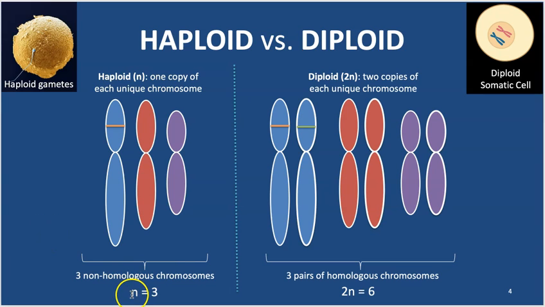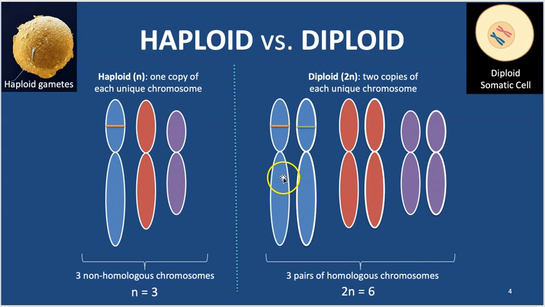So n equals 3. When you see n in this context, when you're talking about chromosome numbers, n suggests that that is a haploid cell or a haploid nucleus. And so in this case, each of these chromosomes contains a different set of genes. So they are different chromosomes. They are unique. They are not homologous.